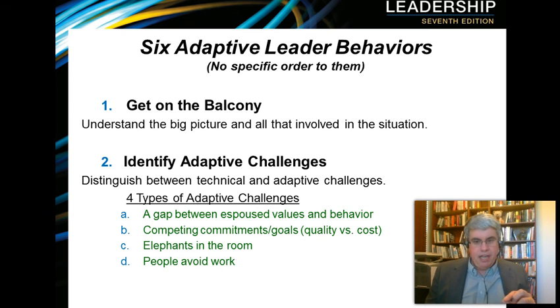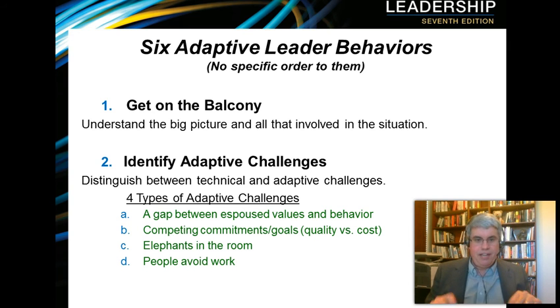A second type is competing commitments, or competing goals that are kind of contradictory. Leaders have to address these. For example, there might be a commitment to raising quality, but there might also be a commitment to lowering cost. And it's possible that those 2 things are going to be working against each other, and an adaptive leader needs to make sure that this type of challenge is addressed.